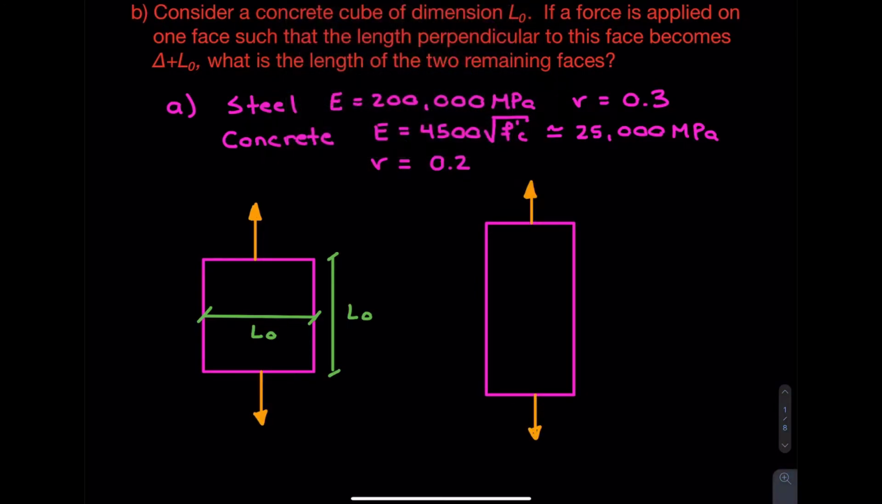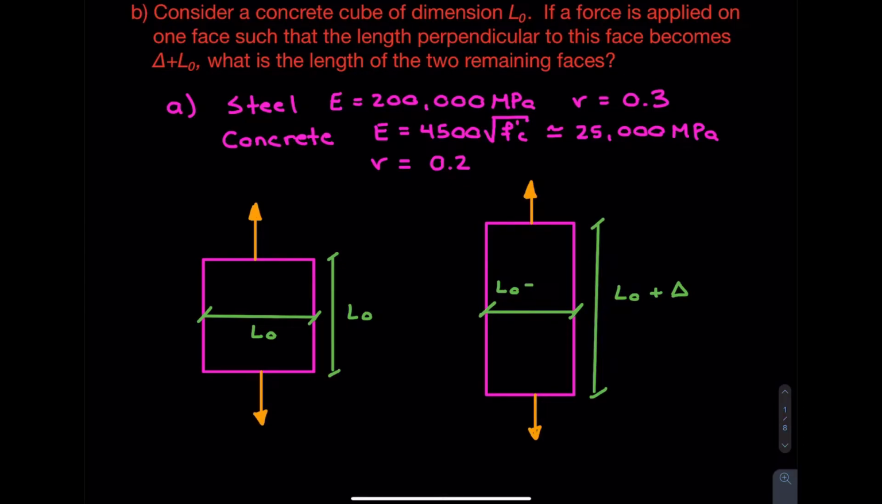So again, this is our load, and we know that the new length of this cube is now, and it is the same green, perfect. We know that the new length of this cube is going to be L0 plus delta. So delta is that additional length that we get. And now the question is what is this right here? Well, as you will see, it's very easy to tell. It's going to be L0 minus the Poisson's ratio multiplied by the extension.